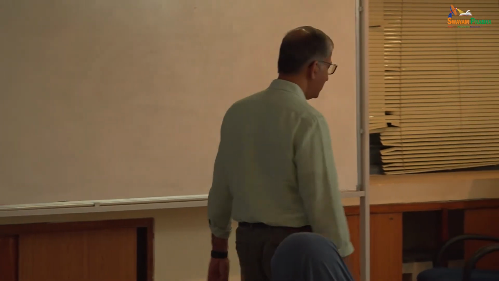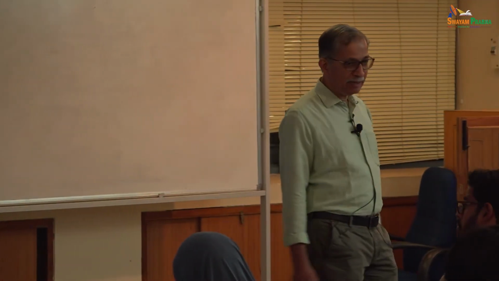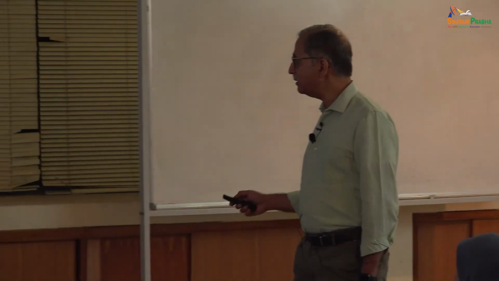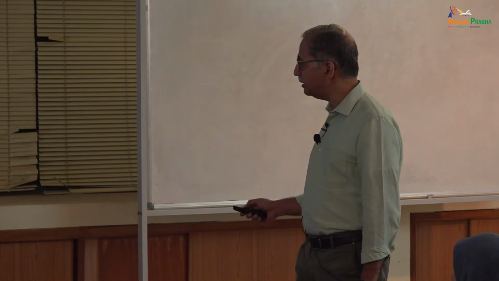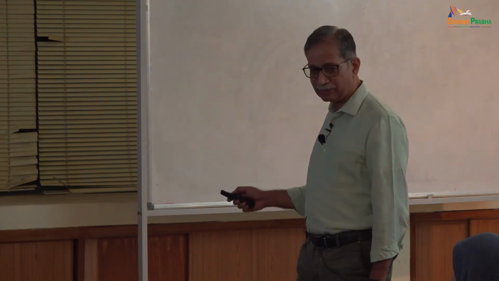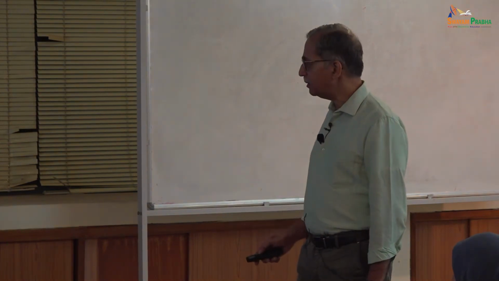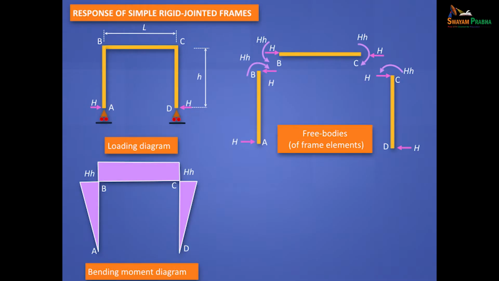Yes or no? So very easily we got, by drawing the free bodies of the 3 elements, the 2 vertical elements and the 1 horizontal element, at the junctions we know what's going on. There's no vertical reaction here, there's no bending moment here, this is what happens, right? Now you can draw the bending moment diagram.